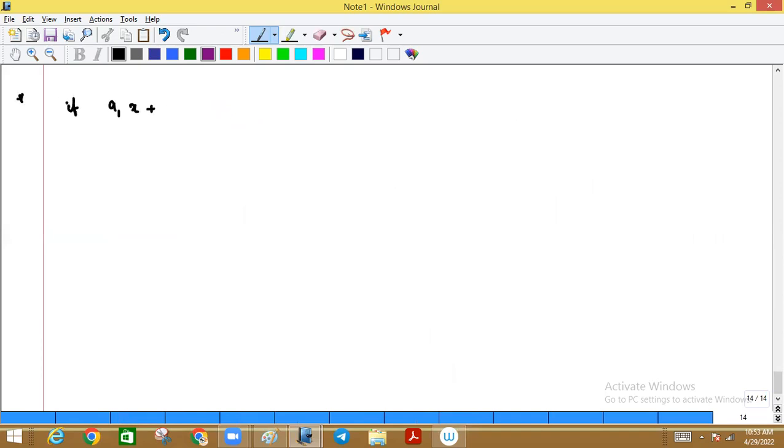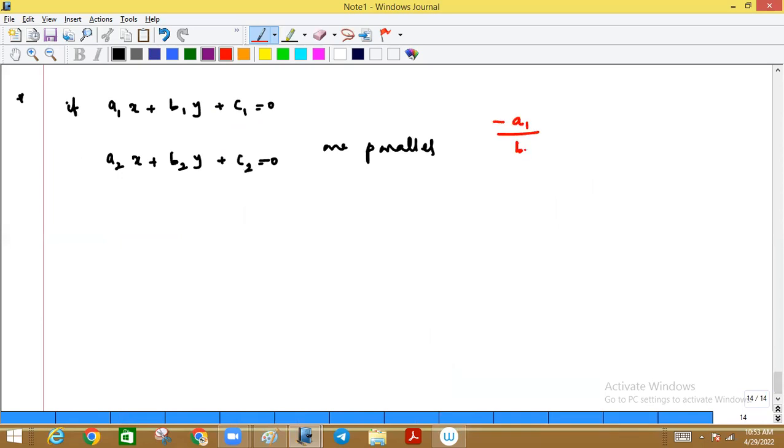If a1x plus b1y plus c1 is equal to 0 and a2x plus b2y plus c2 is equal to 0 are parallel, it means their slopes are equal. I can say a1 by b1 is equal to negative a2 by b2. Negative, negative cancel. I can say a1 by a2 is equal to b1 by b2. First, if they are parallel. Second, if they are perpendicular.